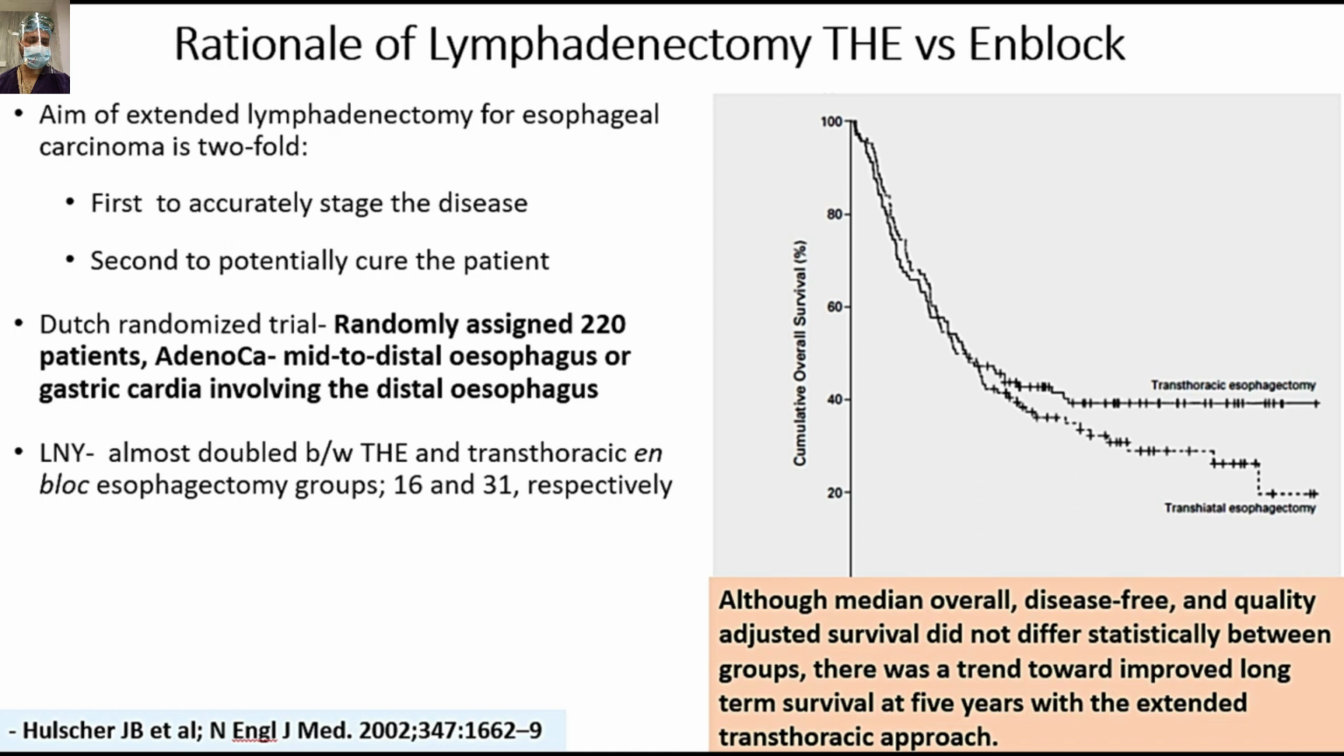This is a randomized trial by Hulscher JV et al. I urge the viewers to go through this trial. This is a landmark trial. They randomly assigned 220 patients of adenocarcinoma of the mid to distal esophagus or gastric cardia involving the distal esophagus. The lymph node yield almost doubled between the transhiatal esophagectomy and the transthoracic en-bloc esophagectomy groups, 16 and 31 respectively.